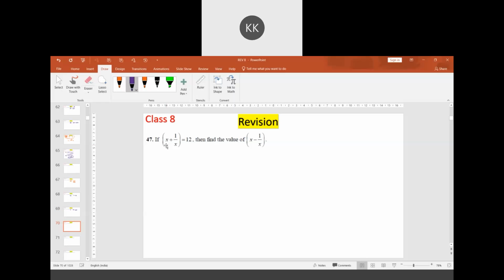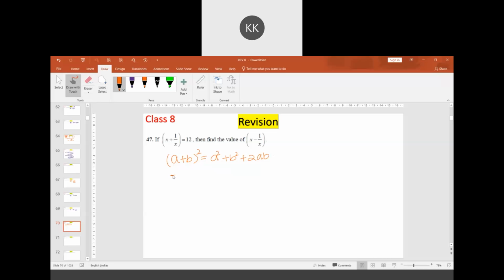Now tell me, they have given something like a plus b. We are asked to find a minus b. What to do? Let me tell you the formula. If a plus b whole square is there, when we use the identity, it is a square plus b square plus 2ab.